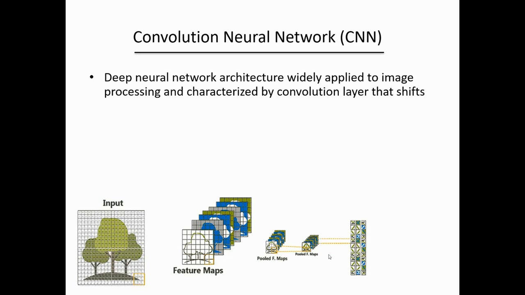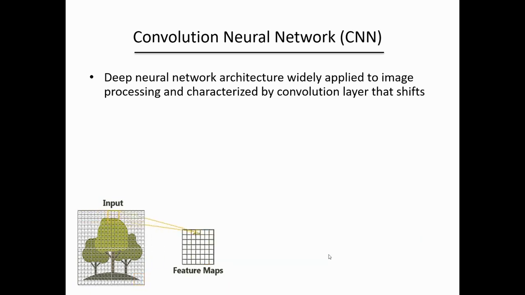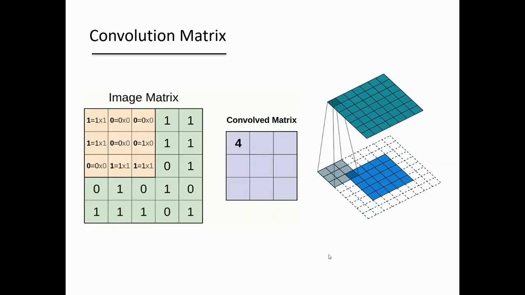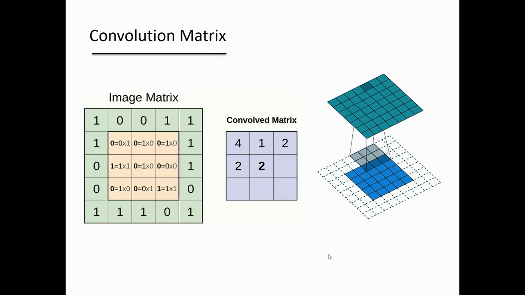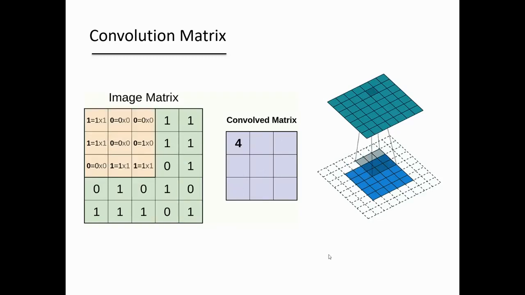In this, how the pooling happens and how it connects to the fully connected layer and how it recognizes the image as a tree are shown. When you take an image, it is in matrix form. When the kernel is superimposed on the image, it results in a convolved matrix. This is also shown in this slide.